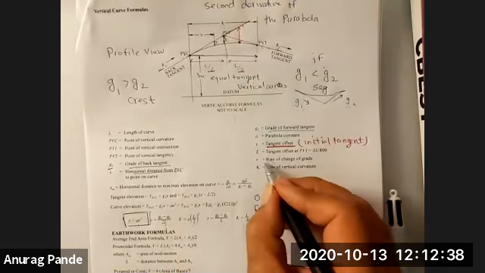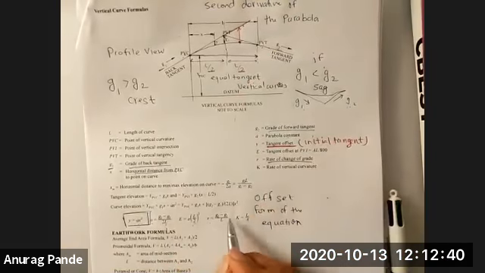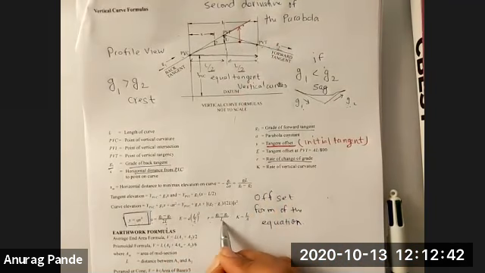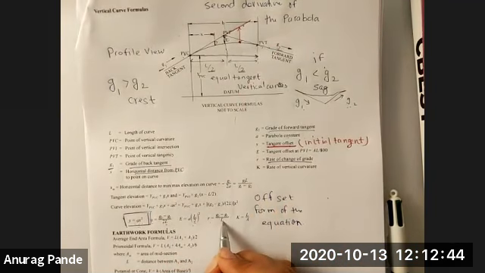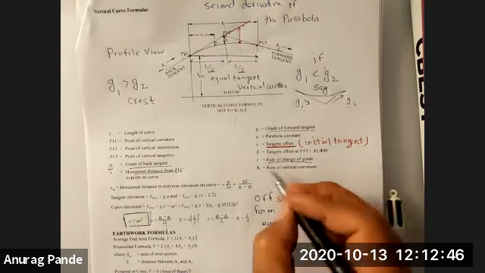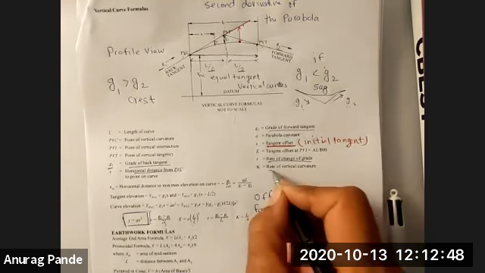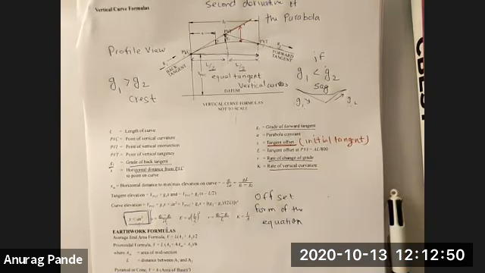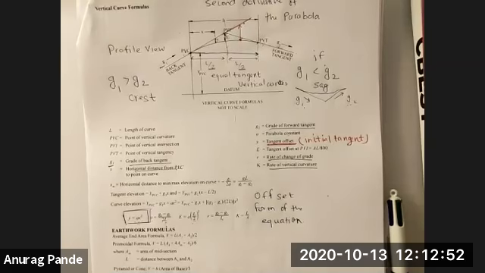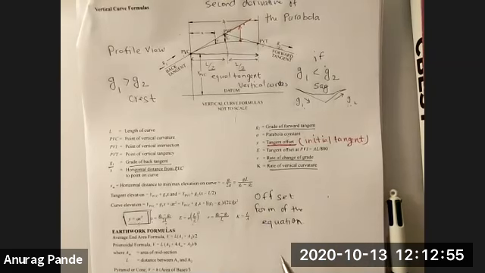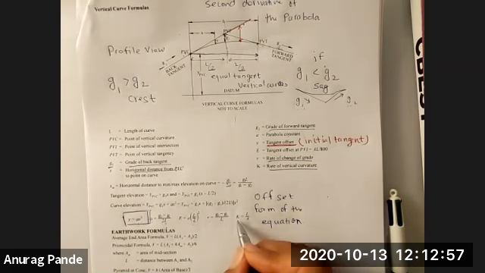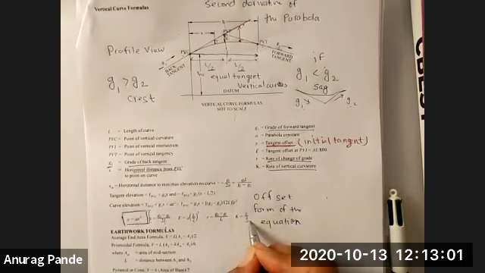Small r, let's look at small r. It's the rate of change of grade. It's g2 minus g1 over L. And that's the beauty of the parabola, because that value is always the same. And then capital K is the rate of vertical curvature, and it is defined as K is equal to L over capital A. Okay, L over capital A.